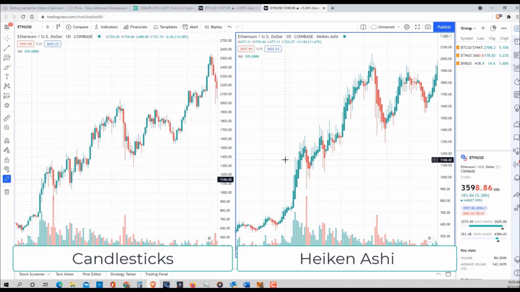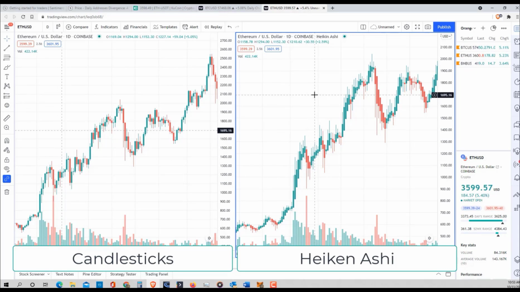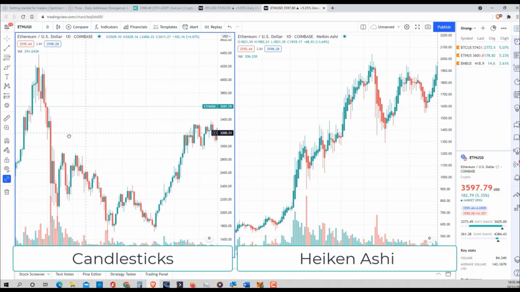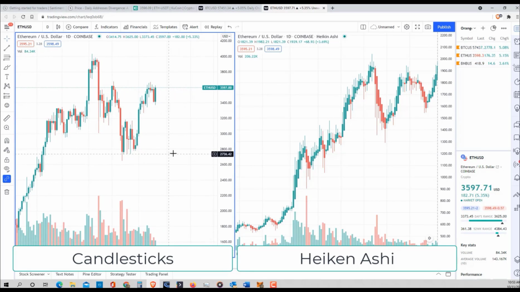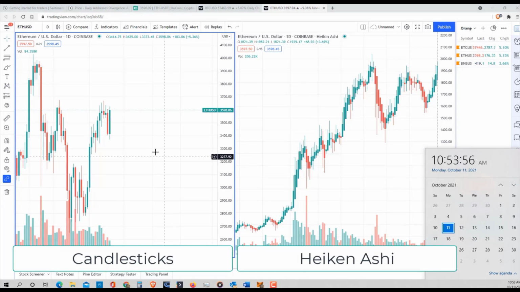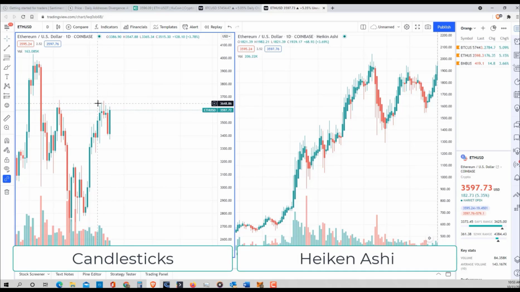And that is the whole point, because as they say, the trend is your friend, right? So you want to be in the direction of the main trend. So let's look at the current bar today. And today is October 11th, 10:53 a.m. So this is the normal candlestick, and this is today, very big day.